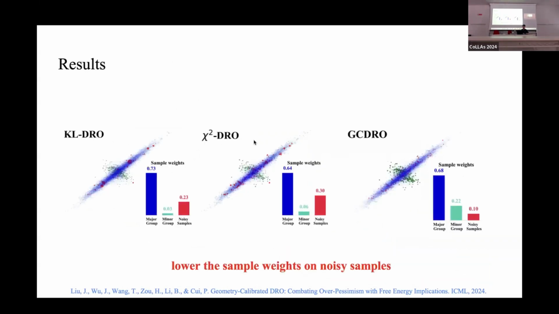here are the results of our method. We can see that compared with the previous two DRO methods, in our method the sample weight on the noisy samples is much lower than before, and therefore our DRO method will pay more attention to the minority group, and it may achieve better performance.